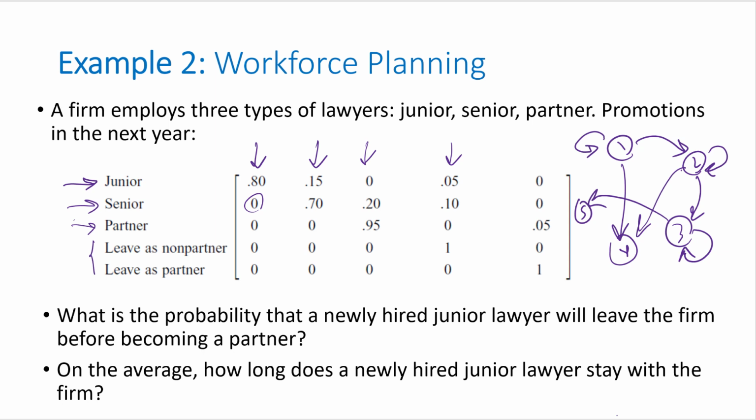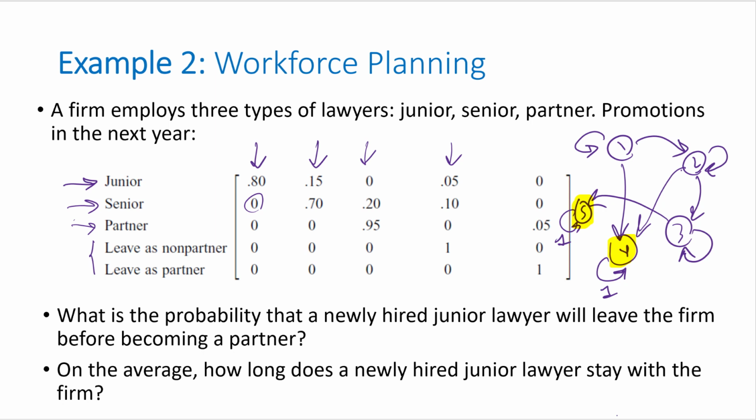And once you leave, the probability that you go back to any of the other states is 0, and you will forever, with probability of 100%, remain in the same state, which is left, either as a non-partner or partner. So these two are basically absorbing states. The rest are transient states, which means you will not stay there forever. You eventually leave the company. And because of that, we can classify this Markov chain as an absorbing chain.